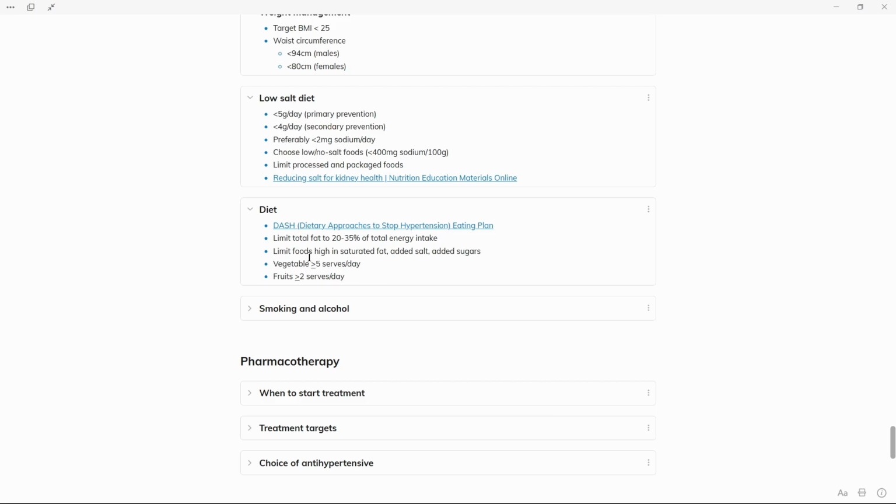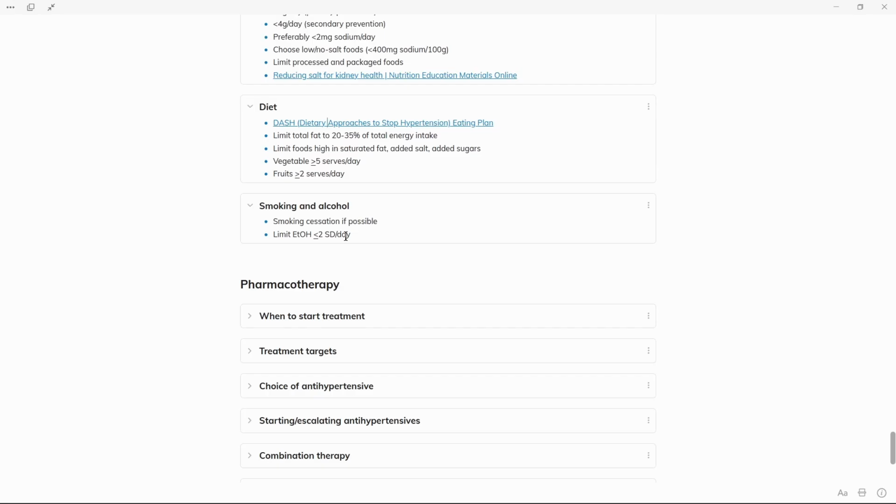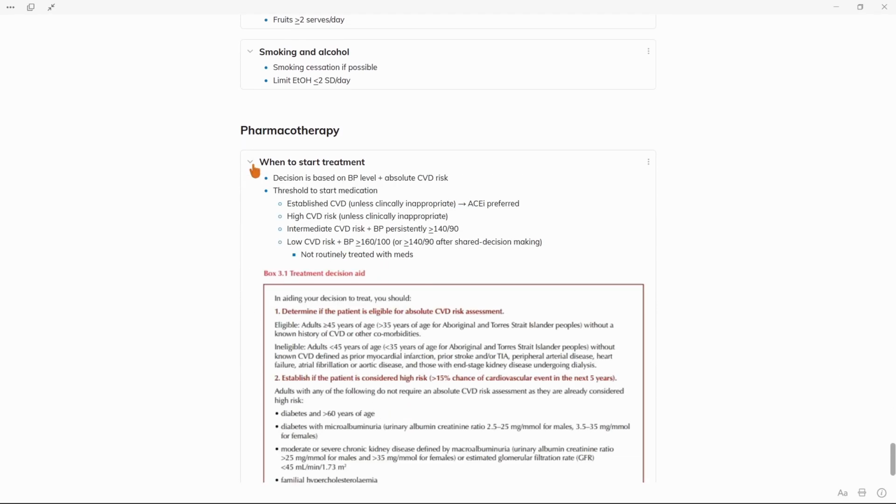As mentioned before, limit foods high in saturated fat, added salt and added sugars. Vegetables at least 5 servings a day, and fruits at least 2 servings a day. You can roughly gauge the serving size based on the size of the patient's palm. Smoking and alcohol is obvious. Try to stop smoking, minimize alcohol as much as possible, and the aim for alcohol is less than 2 standard drinks a day.